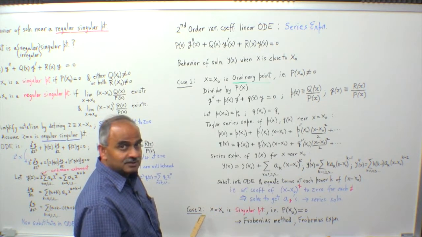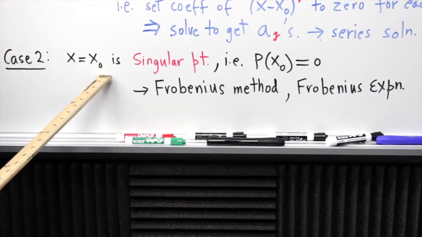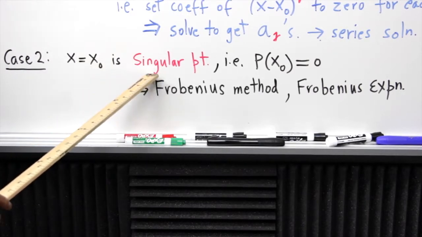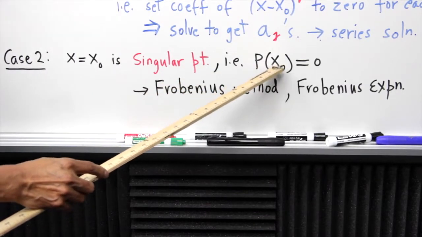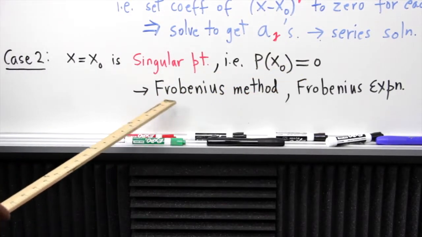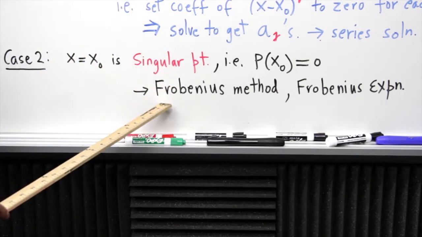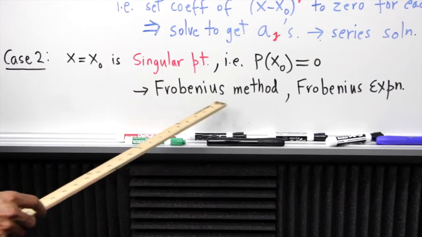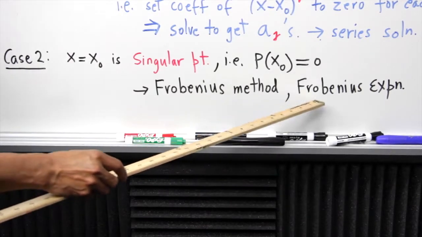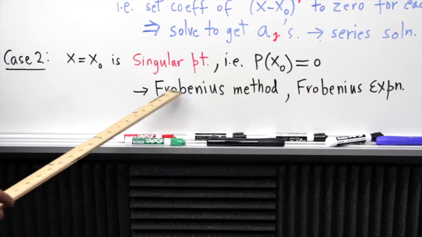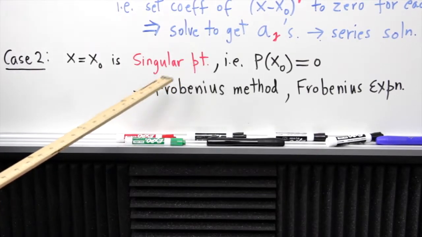The next case that we will need to look at is when x equal to x naught is not an ordinary point, but a very special point, a singular point. When it's a singular point, the value of p vanishes at x naught, and for this there is a different method, a variation on the scheme that we have talked about, called the Frobenius method. It is named after the mathematician Frobenius, and this expansion will be called the Frobenius expansion. We will next turn to describing this method, which will give us a solution near the singular point.